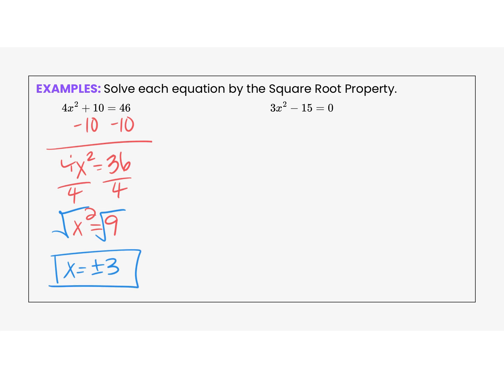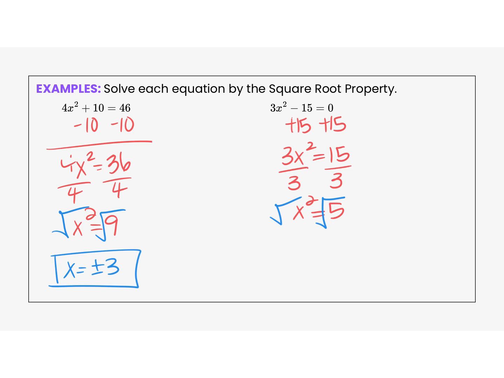Okay, let's do another one. Again, isolate x squared first. So add 15. So 3x squared equals 15. Divide by 3. X squared equals 5. And now we're going to take the square root of both sides. Now 5 is not a perfect square, and that's totally fine.